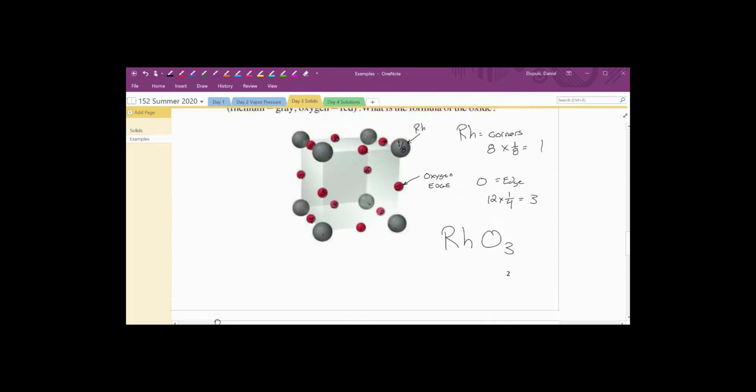So that's solids. That's chapter 12. That's all we have.